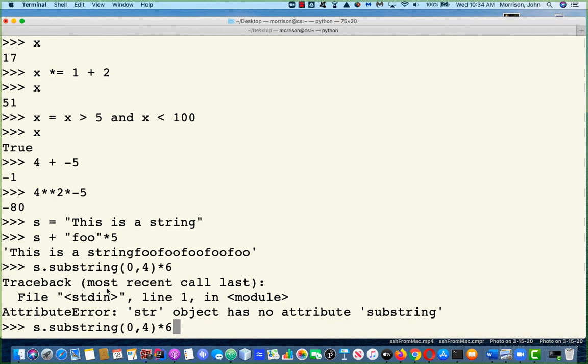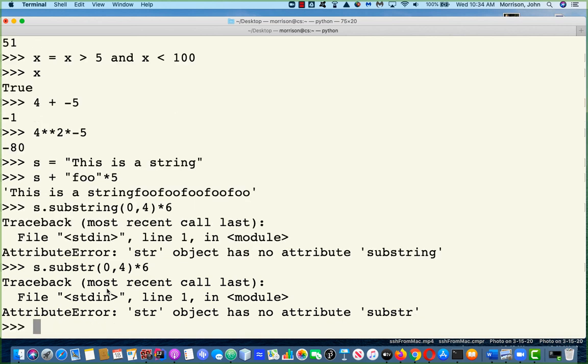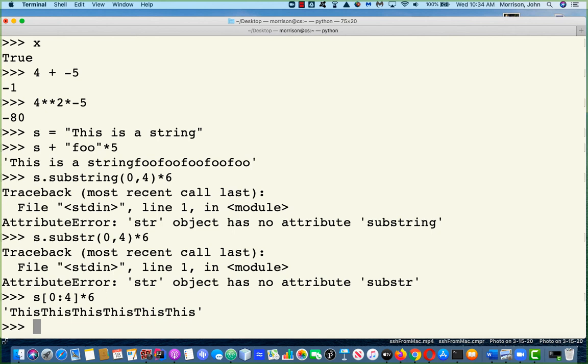Oops. I was operating in Java world for a moment. Let's go s square brackets. Let's try square brackets on for size and see how that binds. 0:4 times 6. Who bound first? The square brackets operator binds before multiplication. So that binds very tightly.